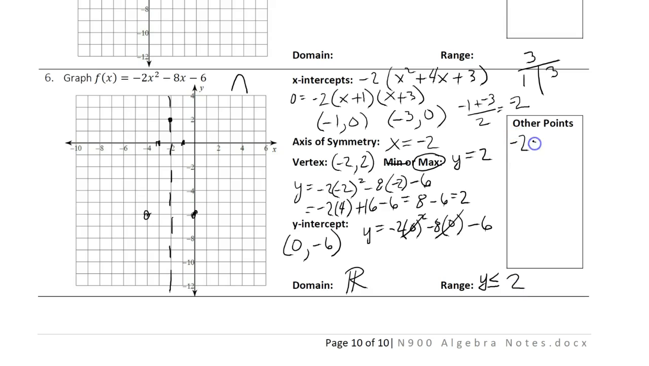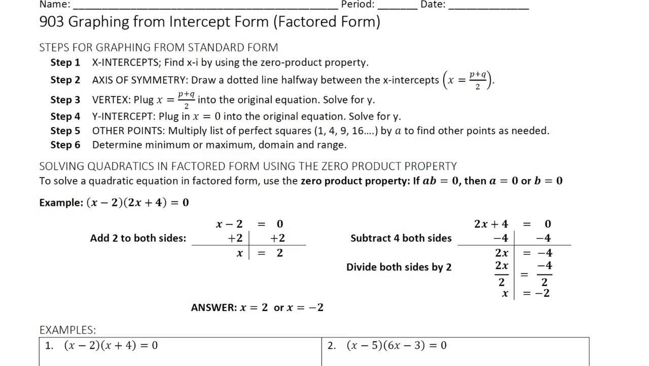Use a equals -2 to find further points. Now draw a smooth curve. Please review these notes as you complete your assignment.